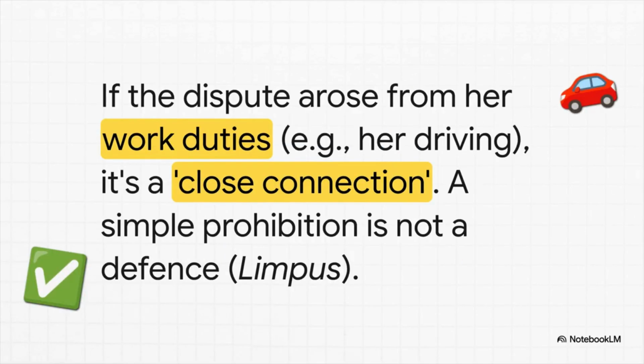And the correct answer is D. Why? Well, remember the bus driver in Limpus? Just because the company prohibits something, that doesn't get them off the hook. If the argument started because of something to do with her job, like her driving the company van, then the assault can be seen as closely connected to her work. It's just a very, very improper way of doing her job.